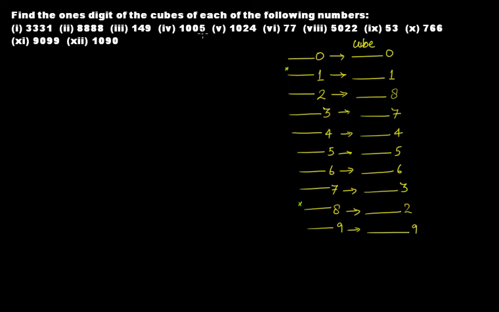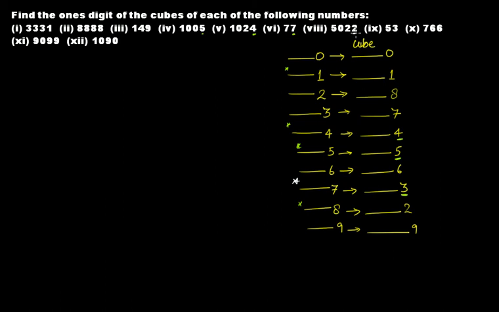In this case, you have 5. Therefore, you'll have 5 at the units place. In this number, you have 4. Therefore, you'll have 4 at the units place. In this number, you have 7. Therefore, you'll get 3 at the units place, right? This is different. So if your number ends in 7, you'll have 3 at its units place.